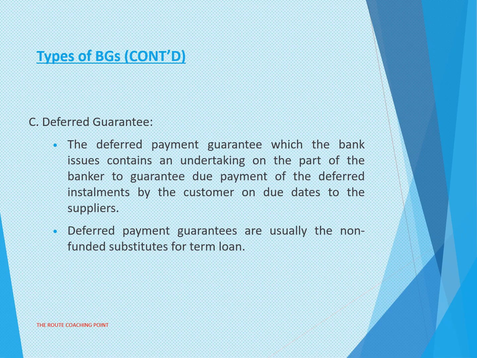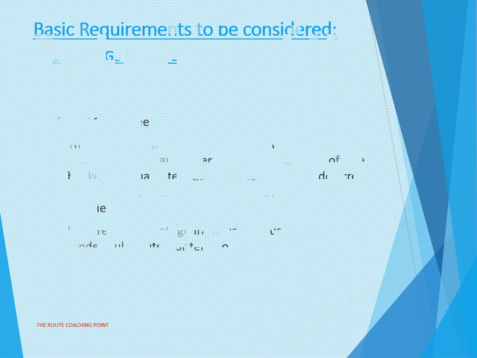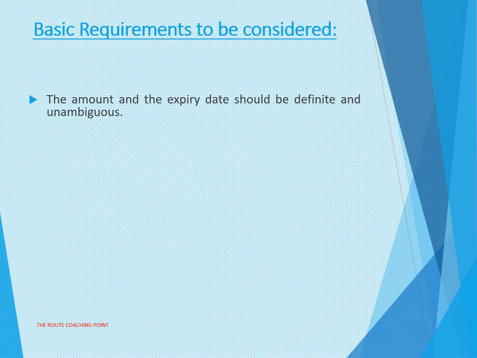The third one is the deferred guarantee. The deferred payment guarantee which the bank issues contains an undertaking on the part of the banker to guarantee due payment of deferred installments by the customer on the due date to the supplier. The deferred payment guarantee is usually non-funded, substituted for a term loan. Basic requirement: the amount and expiry date should be definite and unambiguous. So it should be clear.